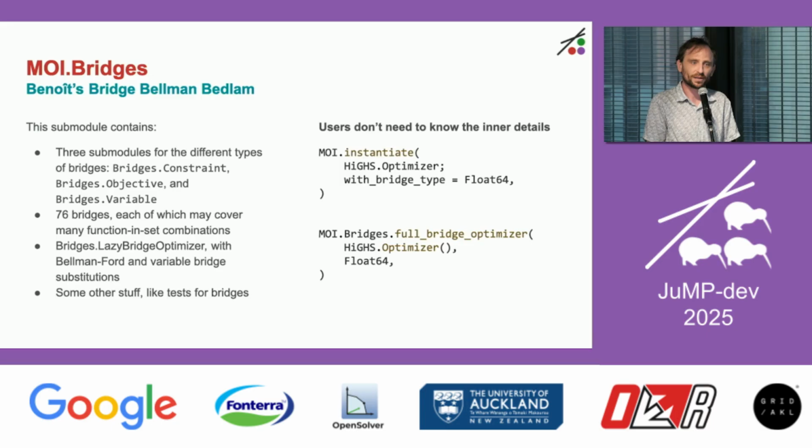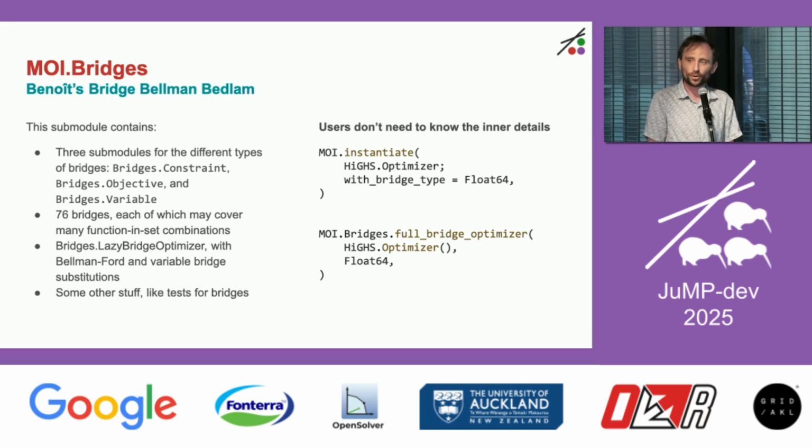Going into a bit more detail of each of the submodules within MOI. The bridges submodule is, as we said before, the largest and most complicated thing in MOI. There are the three different bridges that we talked about: constraint bridges, objective bridges, variable bridges. At the moment, we have about 76 different bridges, which are different reformulations from one constraint to a different type of constraint, an objective to a different type of objective, or a variable to a different type of variable. There is this lazy bridge optimizer object, which manages all of the graph and finding the shortest path and all that sort of stuff. And then there's a bunch of tests.